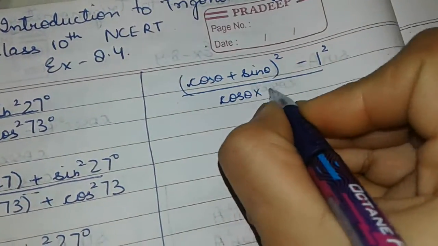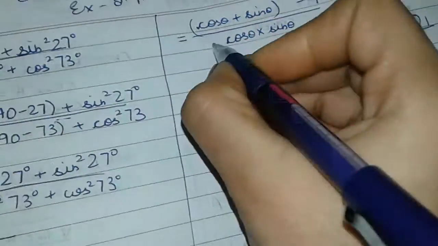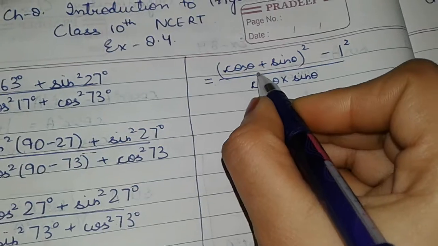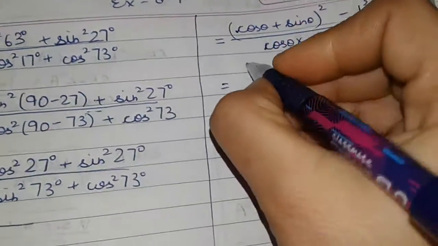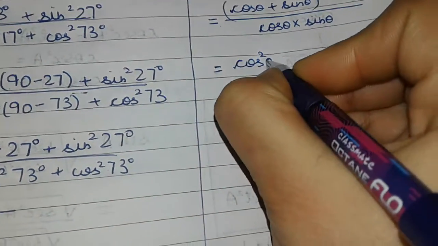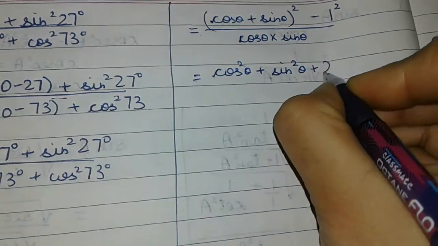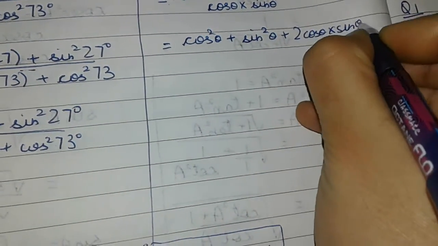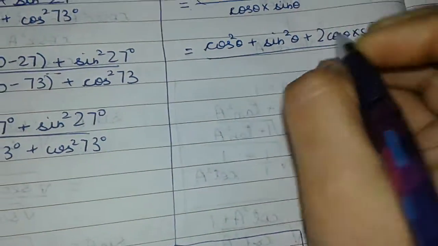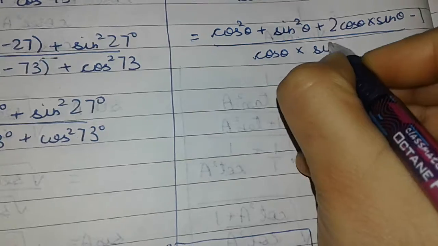cos theta multiplied by sin theta. Now open this identity, (a + b) whole square. It will be a square plus b square plus 2ab, that is 2 cos theta into sin theta, and here it is minus 1 upon cos theta into sin theta.